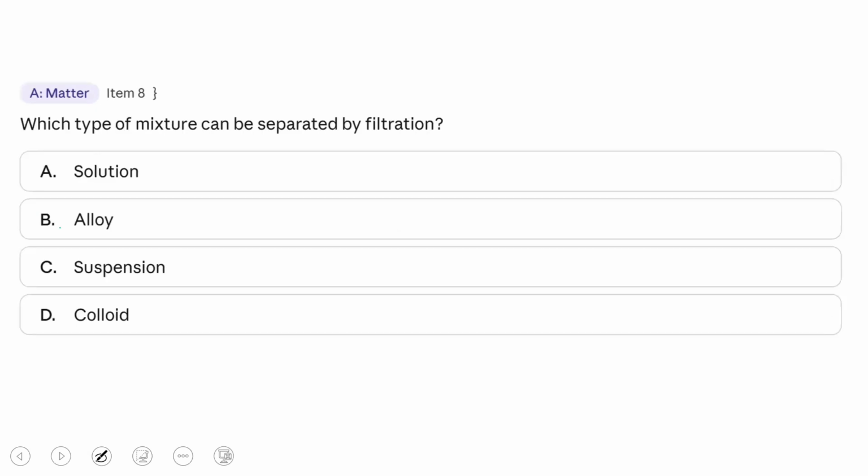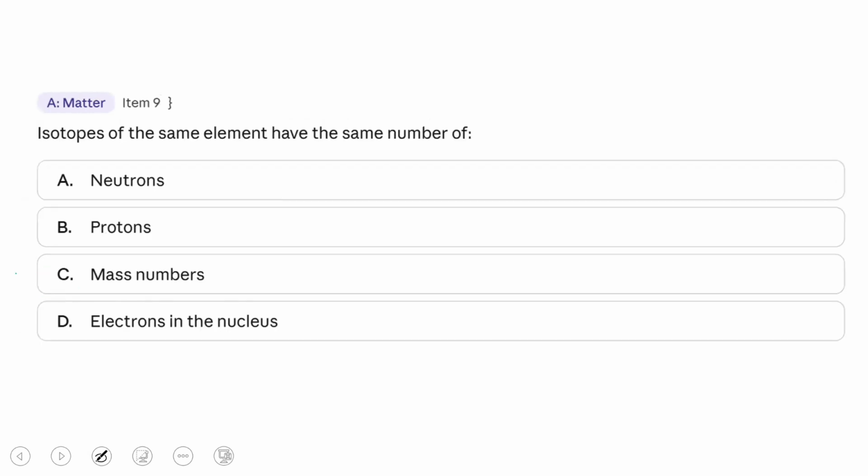And then the next one, which type of mixture can be separated by filtration? If you have a filtration, then that means you have the insoluble solute and then the solvent, and that is suspension. And then the next one, isotopes of the same element have the same number of, for example, you have carbon 12 and then carbon 13. What? They have the same number of protons, but they differ in neutrons, okay?